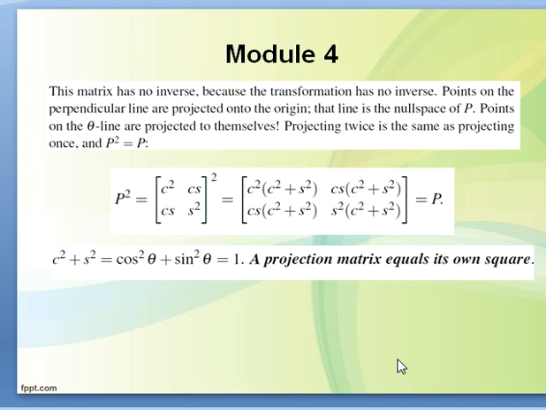And when P is multiplied with P, we are getting P itself, because cos square plus sin square theta is equal to 1. So now this says that the points on the perpendicular line are projected onto the origin.